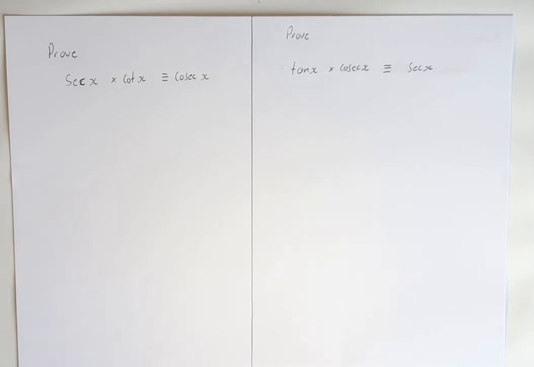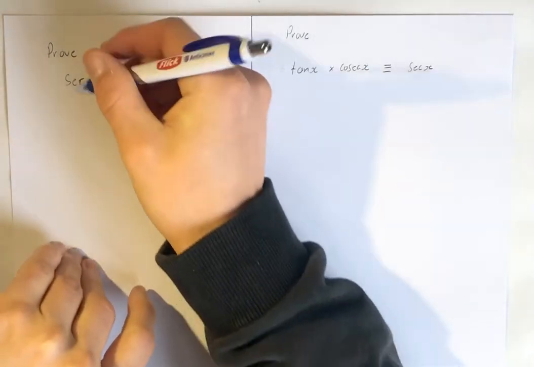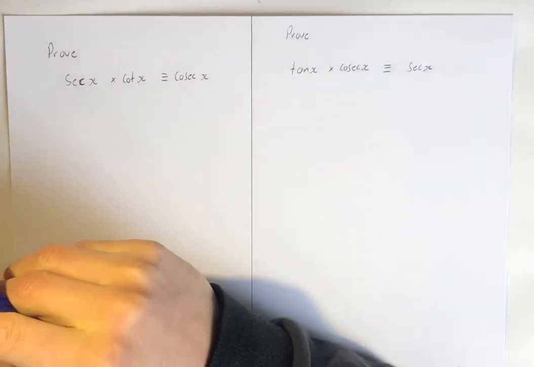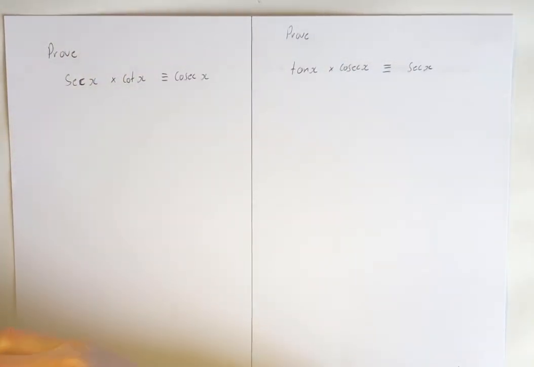8 really simple ones to start with. Maybe tomorrow I'll get onto some more challenging ones. So let's prove that secant x times cotangent of x is cosecant of x.